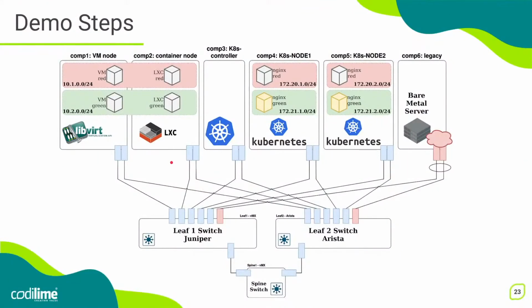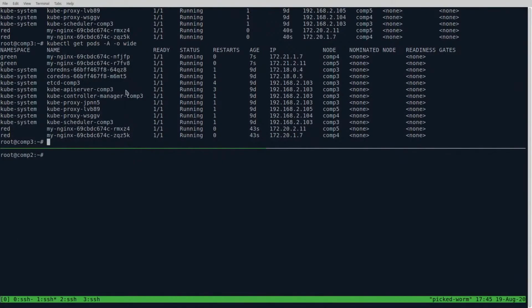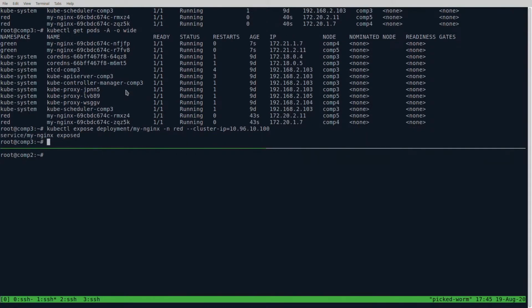Okay, so we have pods running. Now let's create services. Let's expose the first set of pods in the namespace red, and let's assign it a static IP address 10.96.10.100. As we said before, we divided that subnet 10.96 into separate prefixes, and the 10 on the third octet was given to the namespace red. Okay, the exposure was successful. Let's do the same with the namespace green.